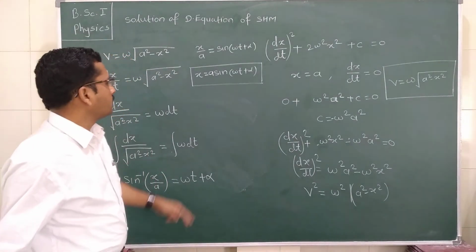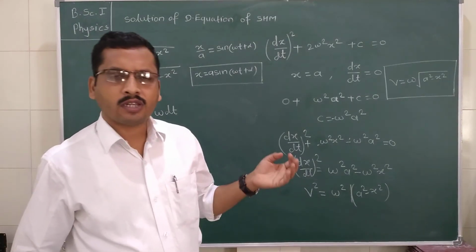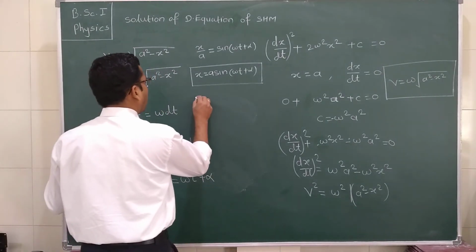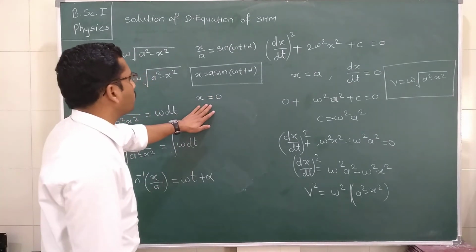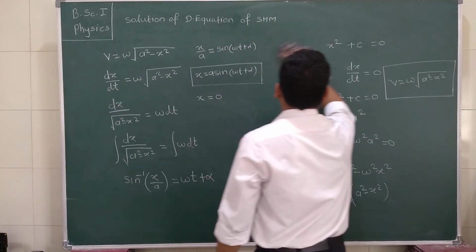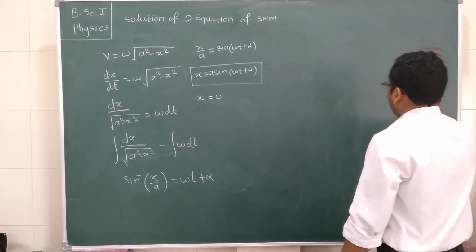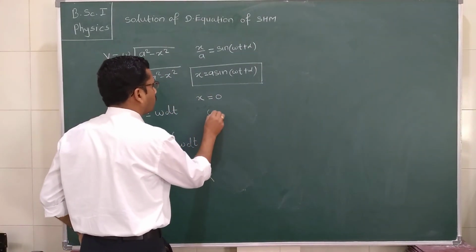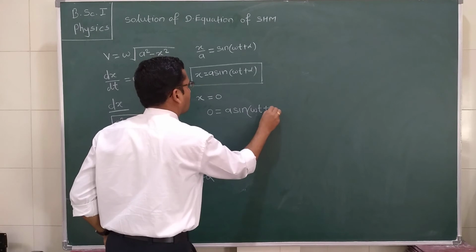Now, what is this alpha? This alpha is called the initial phase. It is also known as the epoch. If we keep x equal to 0, then what is the value of alpha? When the particle starts from the mean position, what is the value of alpha, that is, epoch or initial phase? So if x equal to 0, this equation becomes 0 equal to a sine of omega t plus alpha.